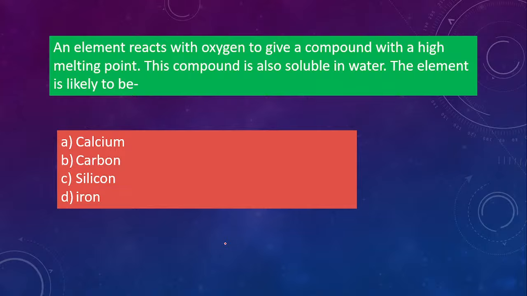Okay, give me the answer now. Calcium, carbon, silicon, iron. Which one will react with oxygen to give a compound of high melting point that will also be soluble in water?